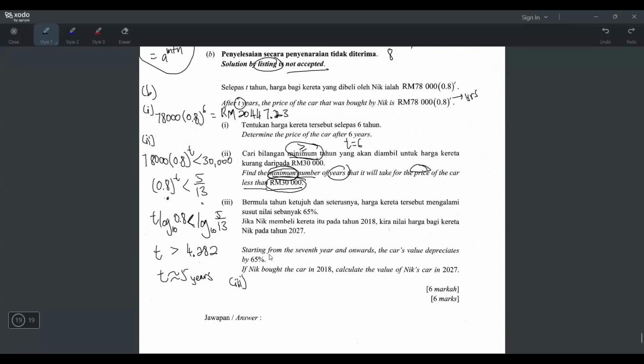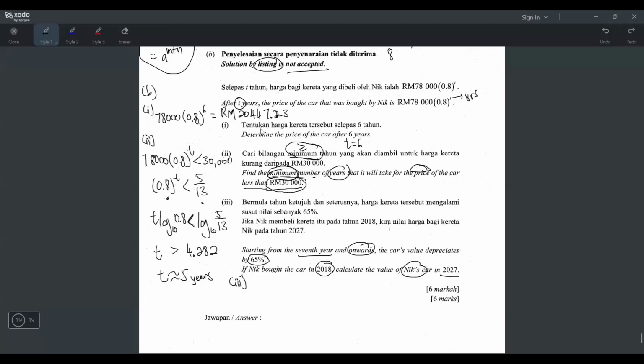Let's finish it. Number 3: starting from the 7th year onwards, the car's value depreciates by 65%. Depreciate means susut nilai. So what does it mean? It means the price decreases. Okay, so if Nick bought the car in 2018, calculate the value of Nick's car in 2027.